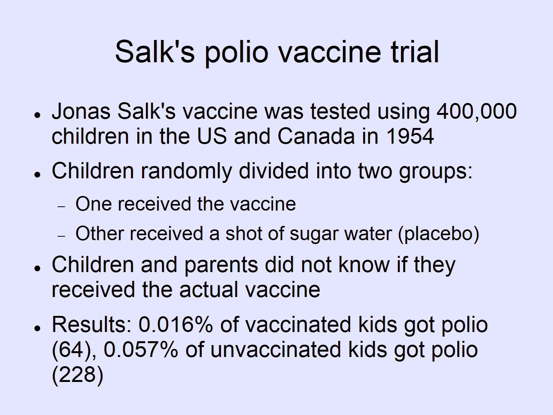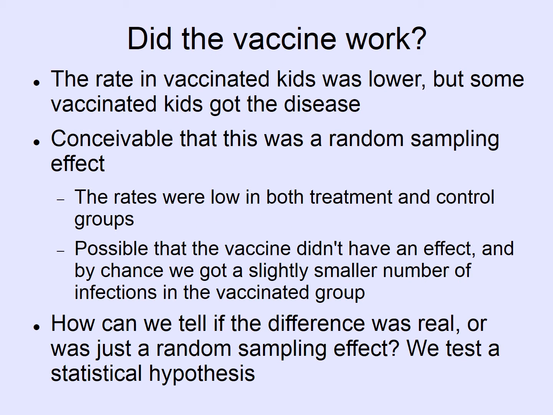Is it real? Is this just random sampling error? We know that if we did this test again, the chance that we would get the same means in each group is low. We're not going to get the same means. We're going to get a slightly different result, hopefully in the same direction, but it might not be. And so that's what we're trying to find out.